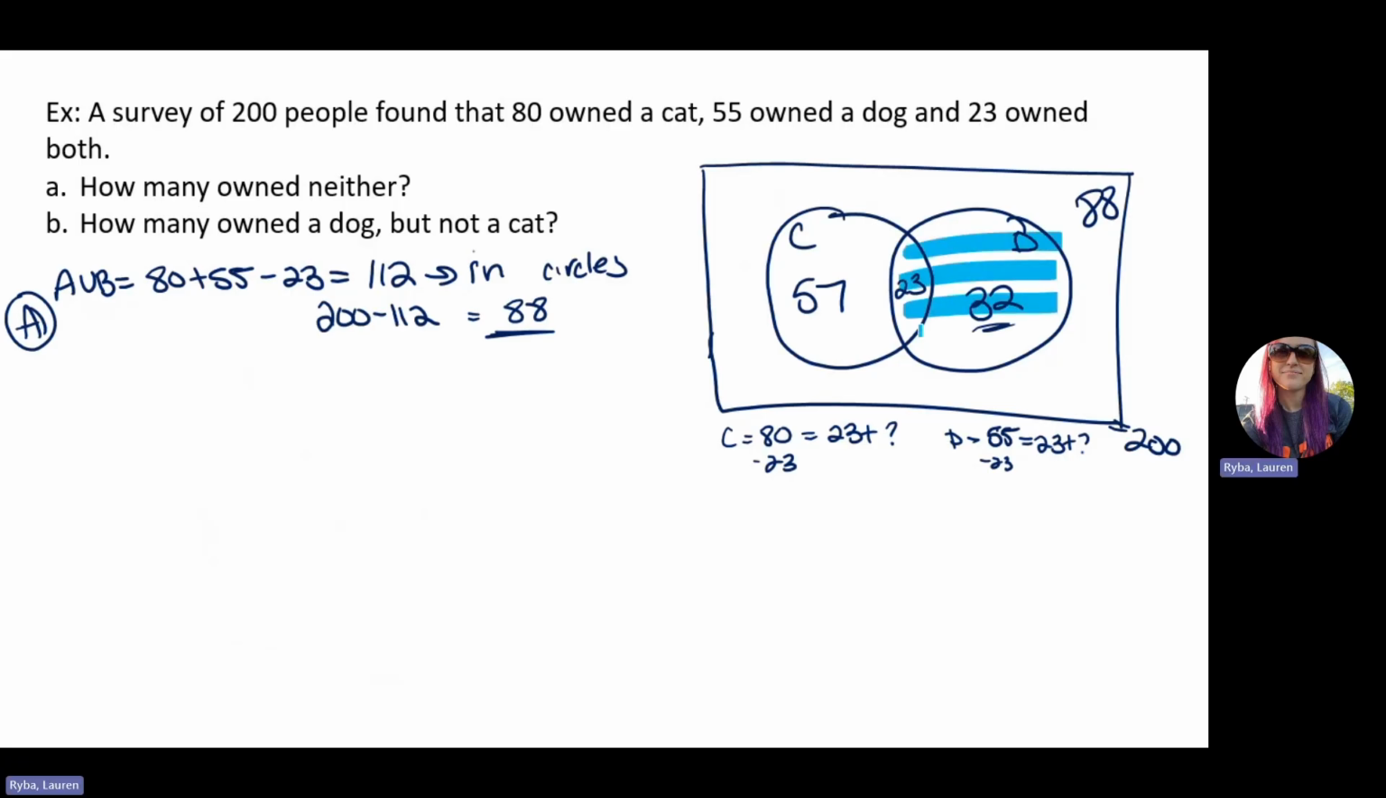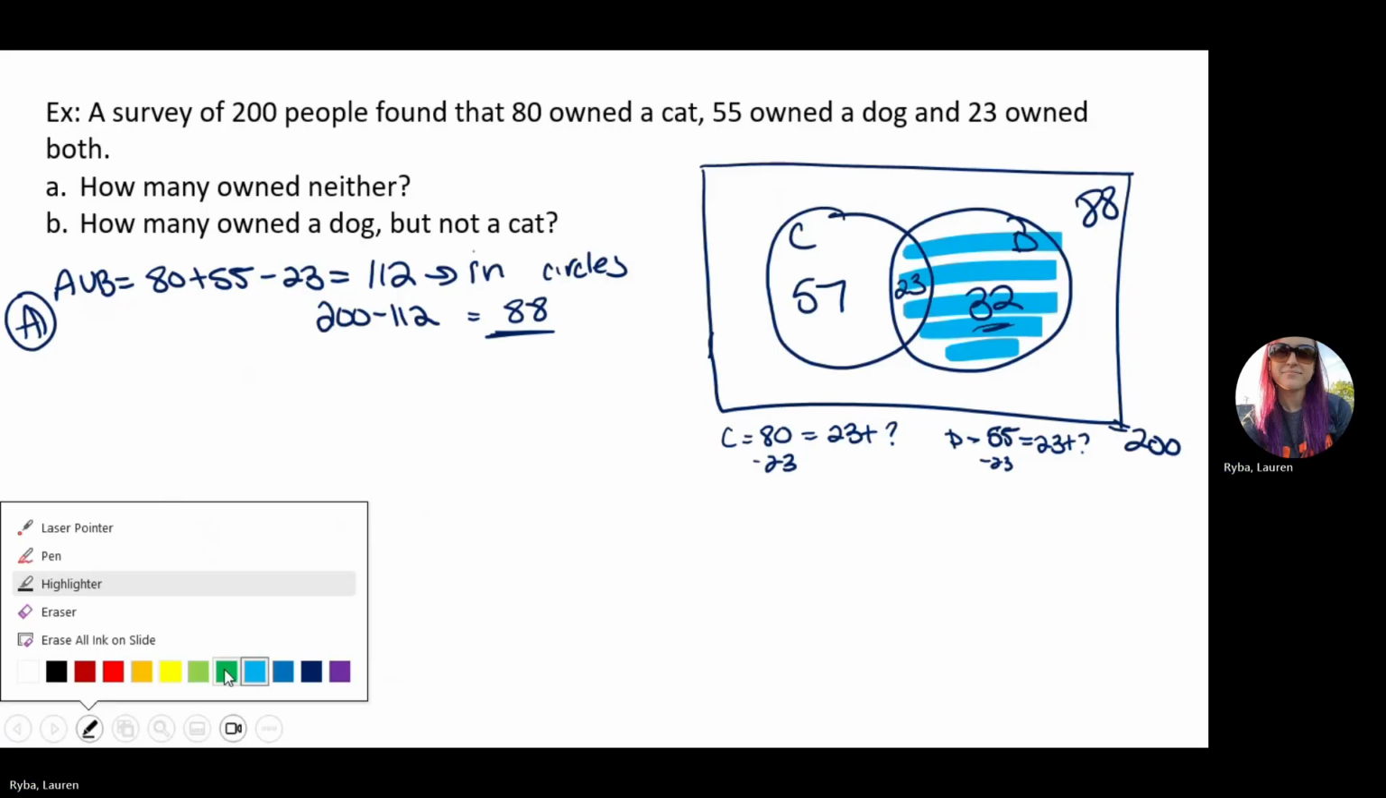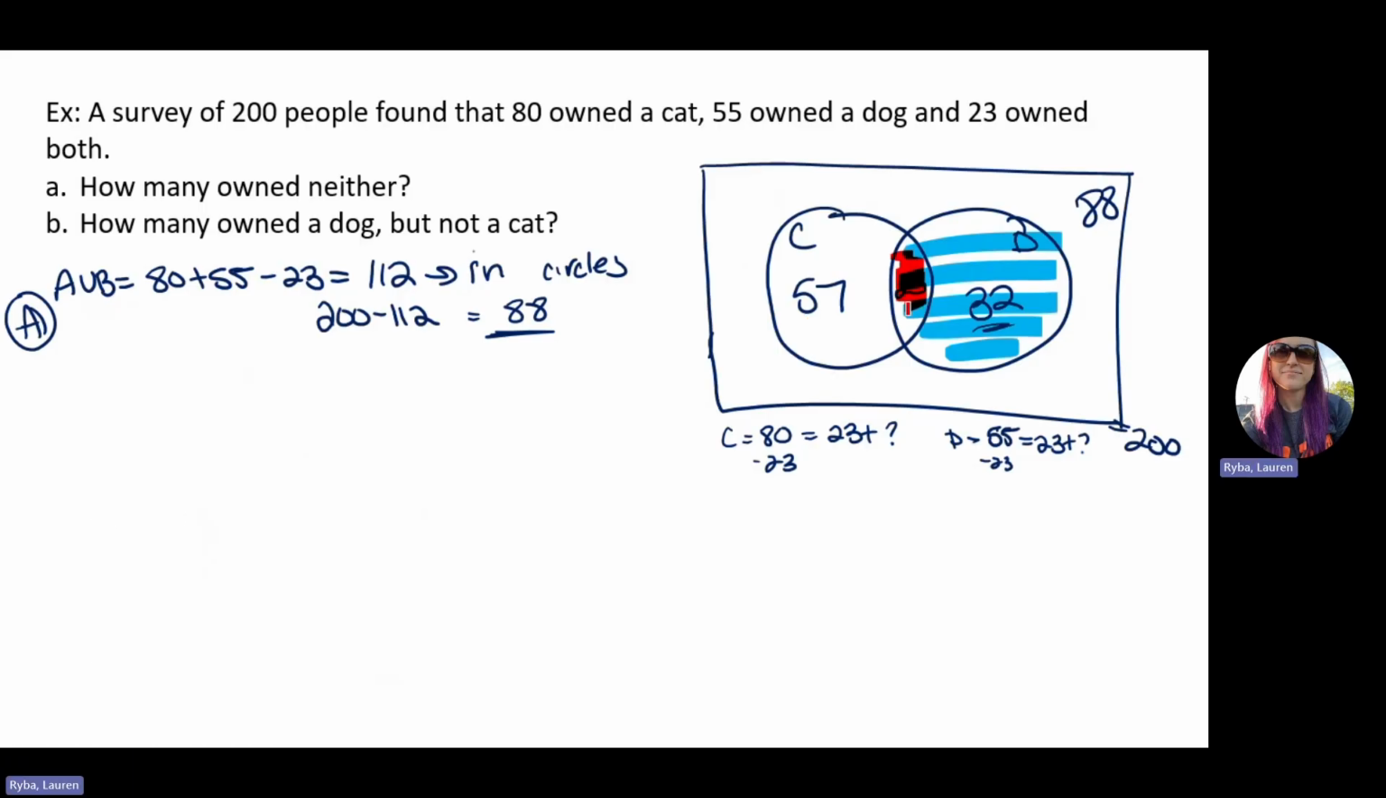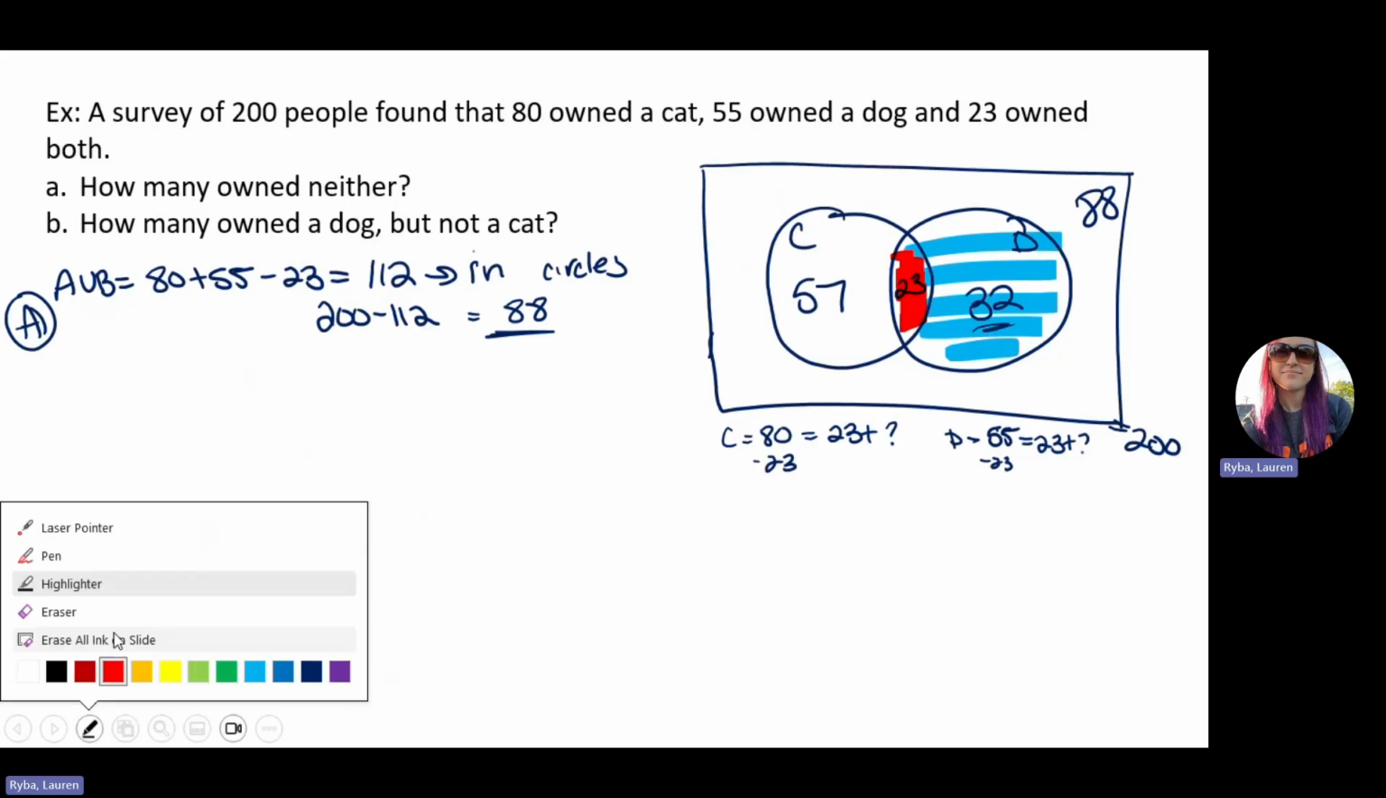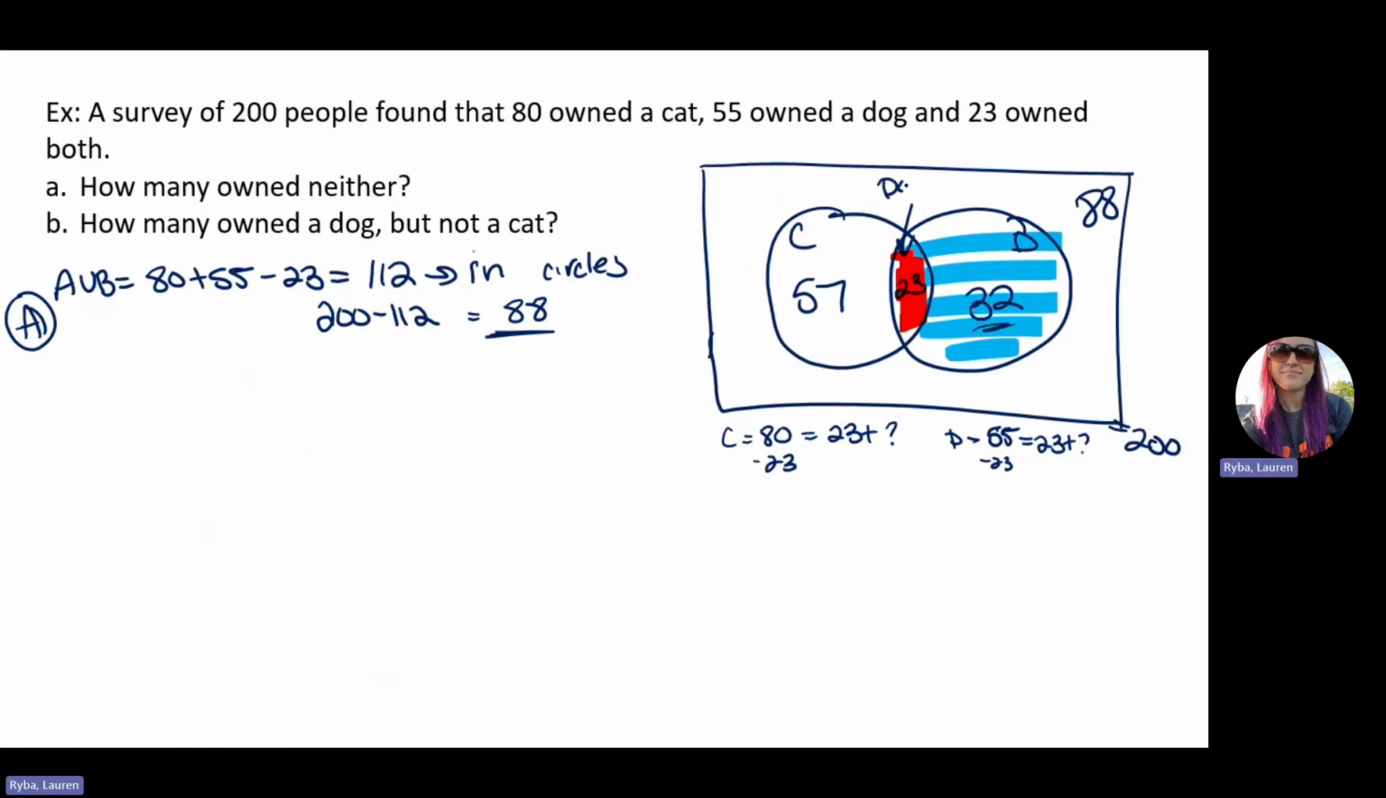this circle contains all the dog owners, right? However, this portion is dog and cat owners. Remember that intersection is the and statement. So this is dog and cat. So if we only want dog, that's this here, only dog. And this here is only cats. So only dogs, 32.